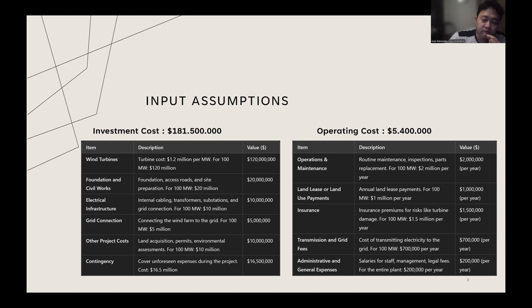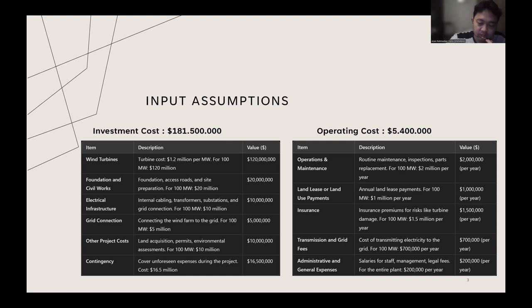And also we have the operating cost, totally 5,400,000 per year. It consists of operation and maintenance, with routine maintenance inspection and parts replacement, almost 2 million dollars per year. Then the land lease payment, with an annual payment of 1 million dollars, and then the insurance for the premium risk. This is 1.5 million dollars per year.